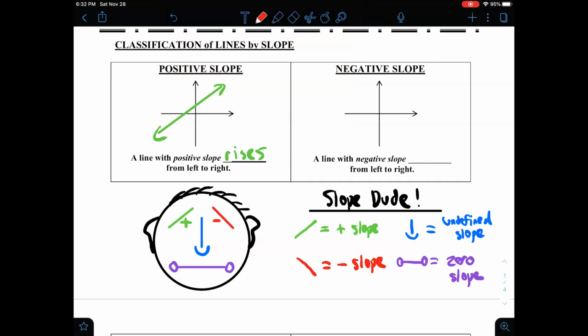Okay. A negative slope, let's draw a steeper one now. We're going to draw one more vertical, like this. This is a negative slope as it falls from left to right. Okay. Next page.